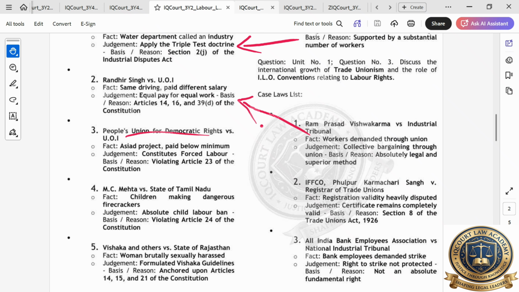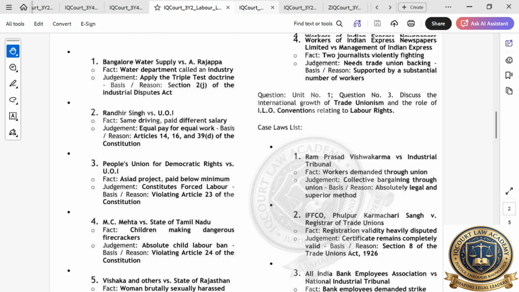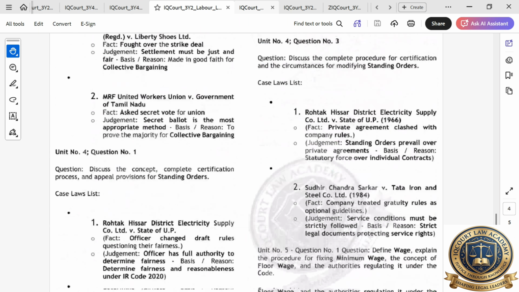In People's Union for Democratic Rights versus Union of India, the Asian project paid below the minimum wage. That is the reason the court defined it as forced labor, because it violates Article 23 of the Constitution. So, in a very simplified and brief way, we explained each case law. This is the case law material for each question and each unit.